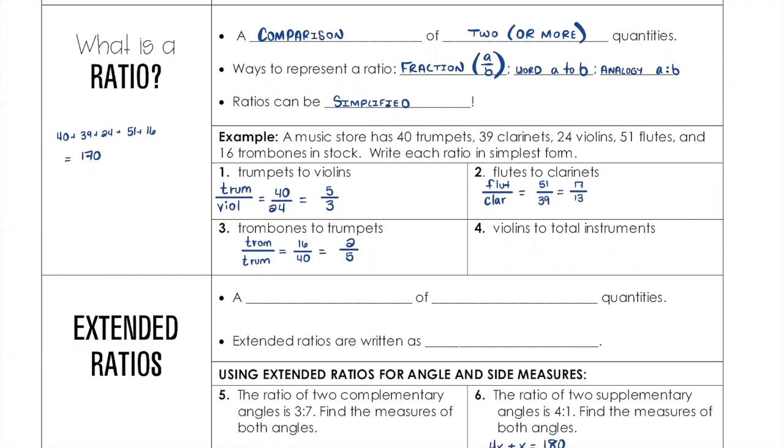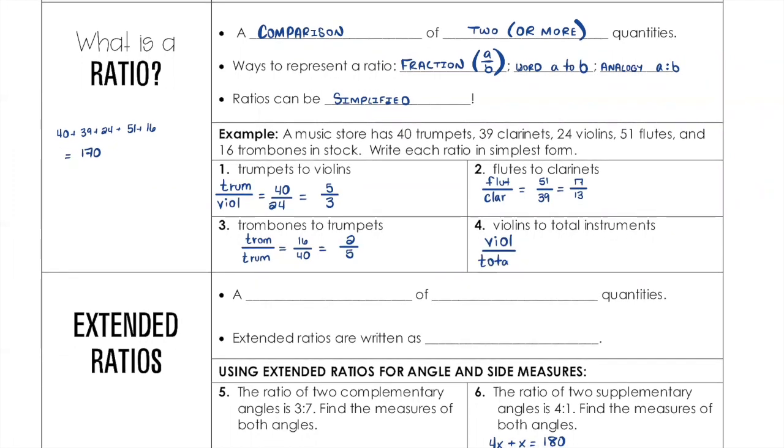And our last one is violins to the total instruments. Oh, good thing we got that total earlier. Who could have ever expected that? I am shocked. So violins over total. How many violins are there? 24. Over my 170 total instruments. Somebody MathFrac that rascal for me. 12 over 85.